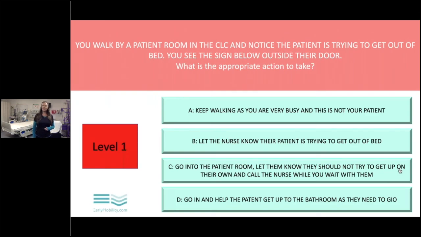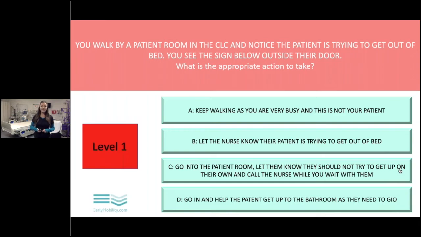You walk by a patient room in the CLC and you notice the patient is trying to get out of bed. You see this sign below on their door. What is the appropriate action to take, no matter who you are, whether you're a provider, a nurse, a therapist, a housekeeper, a case manager, an administrator? Do you keep walking as you're very busy and this is not your patient? Do you let the nurse know their patient's trying to get out of bed? Do you go into the patient room and tell the patient they should not try to get up on their own and call the nurse while you wait with them? Or do you go in and help the patient get up to the bathroom because they obviously need to go?